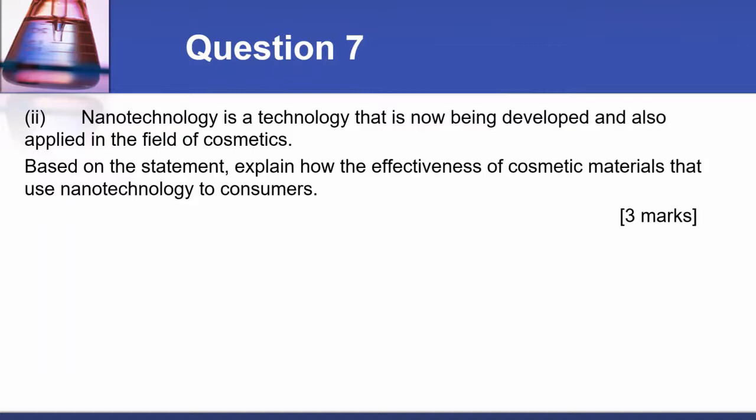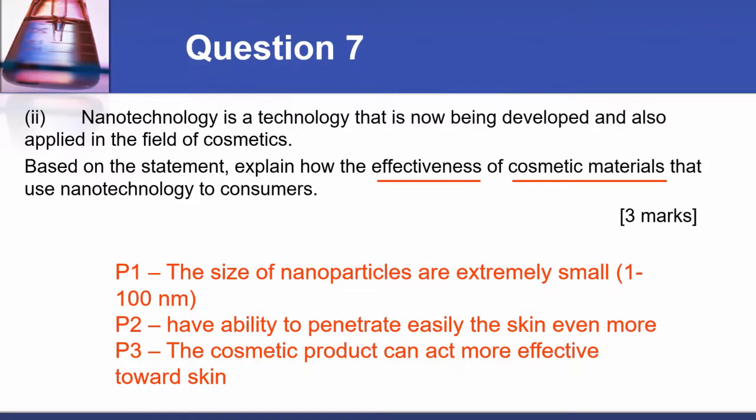Nanotechnology is a technology that is now being developed and also applied in the field of cosmetics. Based on the statement above, explain the effectiveness of cosmetic materials that use nanotechnology to consumers. So the keyword will be explaining the effectiveness. So for mark number 1, we should talk about the size of nanoparticles, which are extremely small, ranging from 1 to 100 nanometer. So the small nanoparticles have the ability to penetrate easily into the skin. This will make the cosmetic product more effective towards the skin.